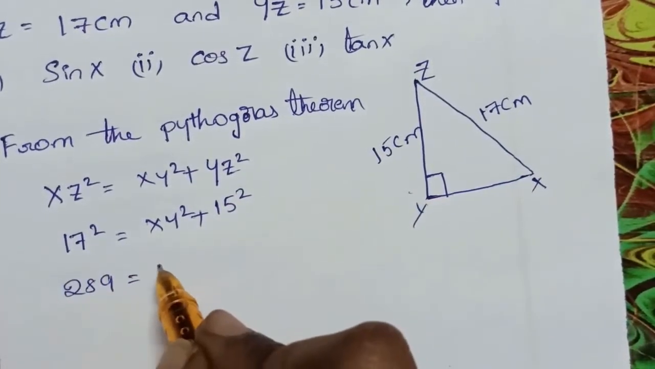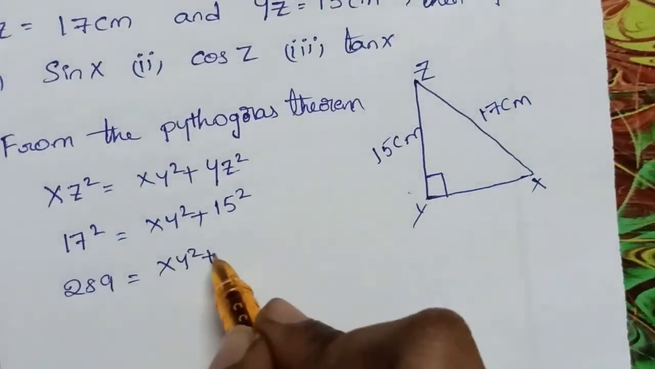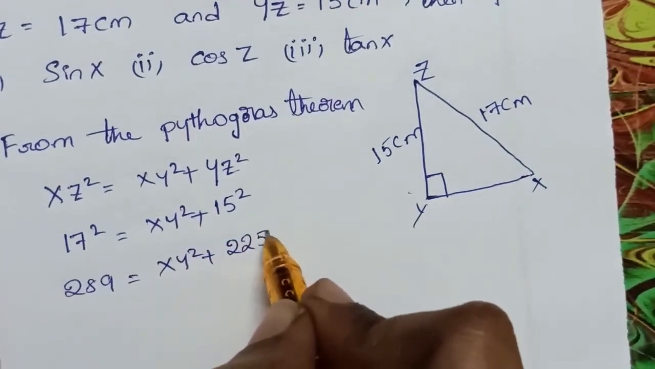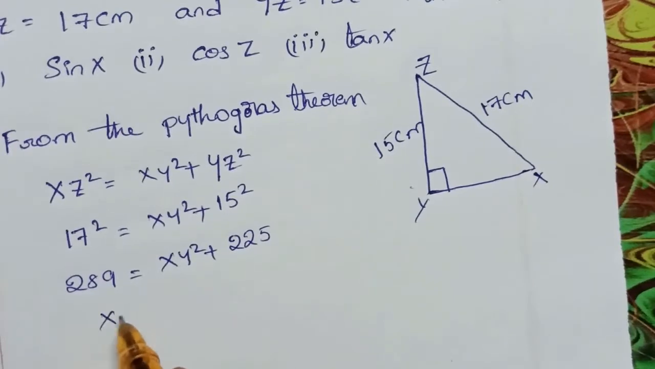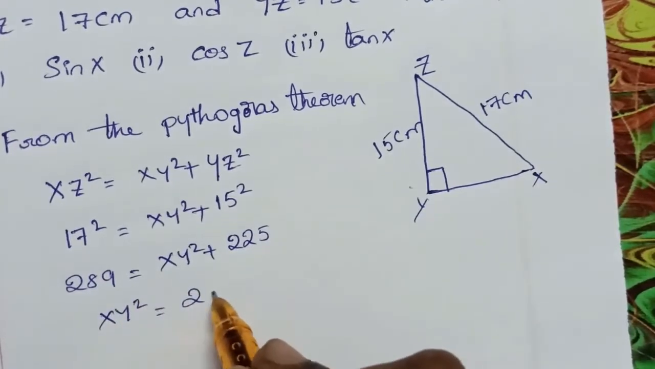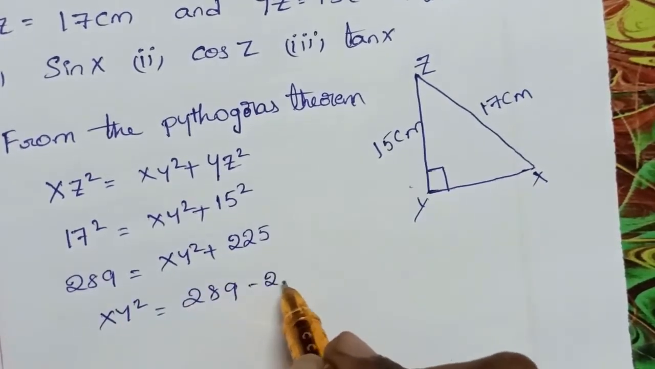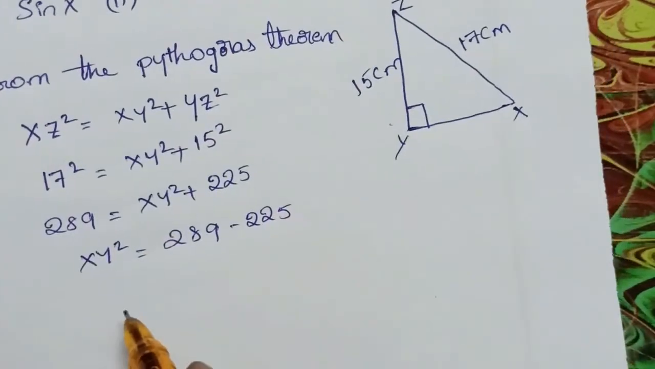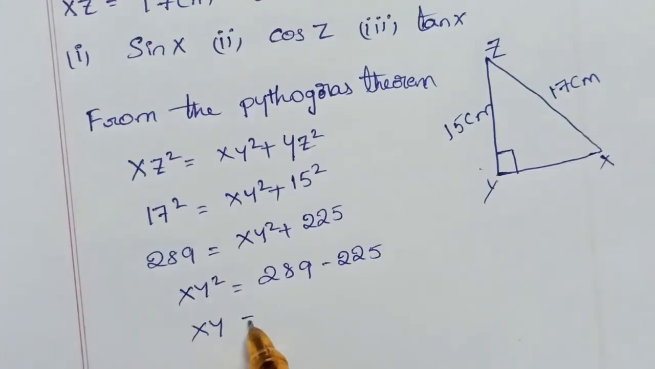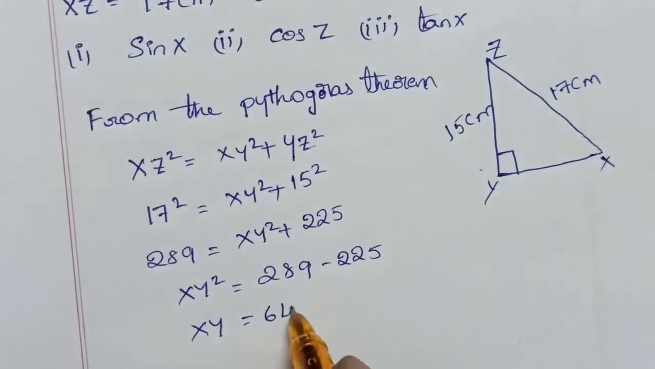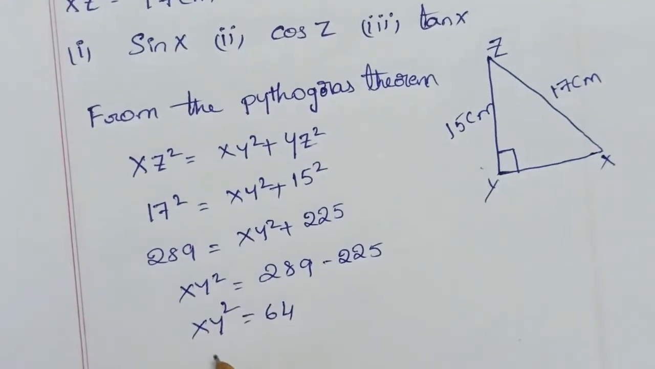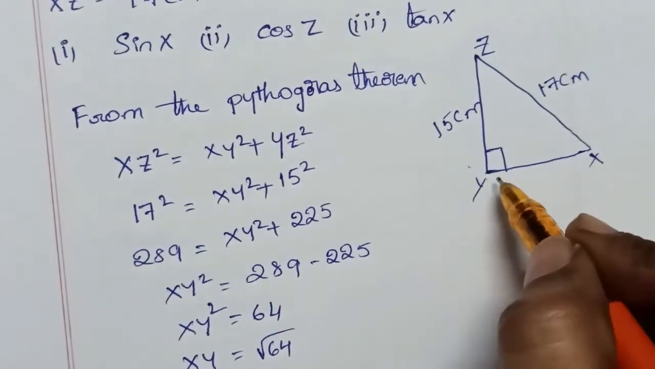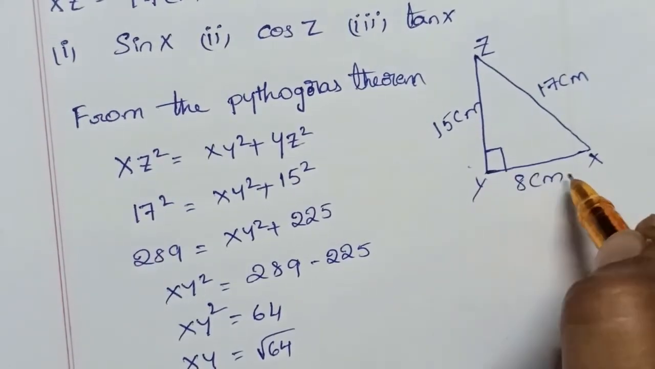289 is equal to XY square plus 225. XY square is equal to 289 minus 225. XY square is equal to 64. XY is equal to root over 64. XY is equal to 8. So the length of XY is 8 centimeters.